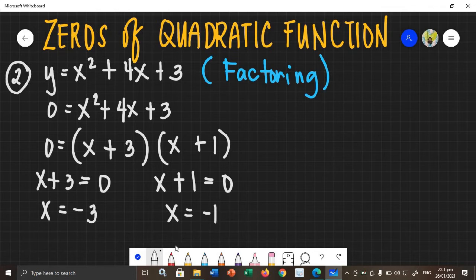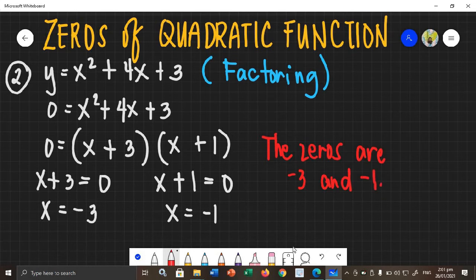No? So, that is now the zeros. So, the zeros are negative 3 and negative 1. So, sa Cartesian plane, even without graphing the quadratic function, you know na dadaan siya sa negative 3, negative 1 na position doon sa x-axis or sa ordered pair na negative 3, 0 and negative 1, 0.